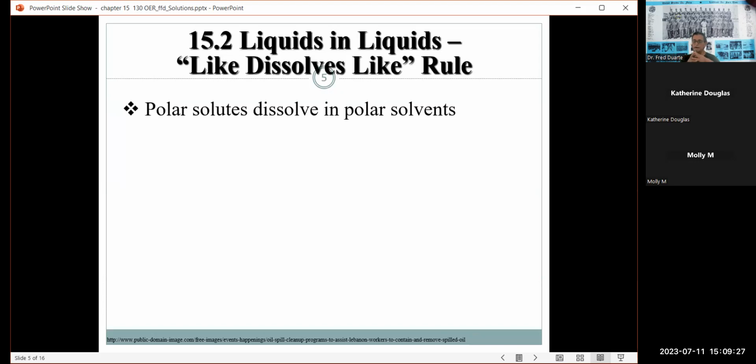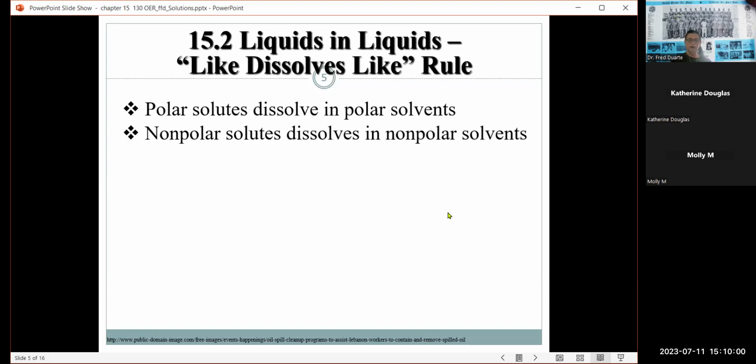Liquids. In liquids, the rule is real straightforward. Like dissolves like, and it goes back to polarity. So polar liquids dissolve in other polar liquids. Okay, so we have to learn the polarity. If a molecule is polar, it will dissolve only in solvents that are polar. Like dissolves like. So polar solutes dissolve in polar solvents, whereas nonpolar solutes dissolve in nonpolar solvents.